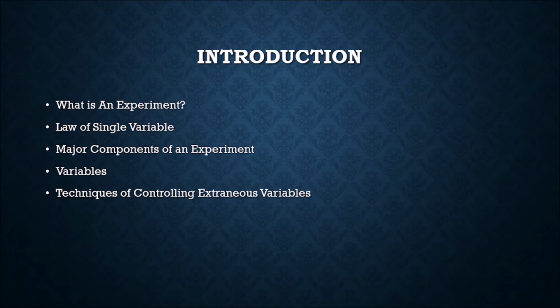So basically, what is an experiment? An experiment is a scientific device for obtaining an answer to a question. If that is done under carefully controlled conditions, what will happen? An experiment is a situation in which the relationship between cause and effect is determined. Next is the law of single variable. The earlier assumption of experimental variables was based upon the law of the single variable.